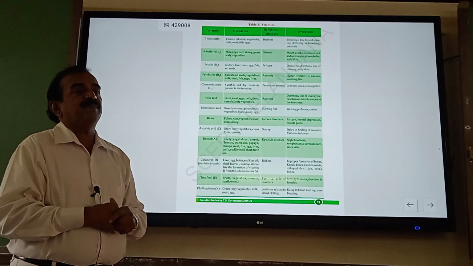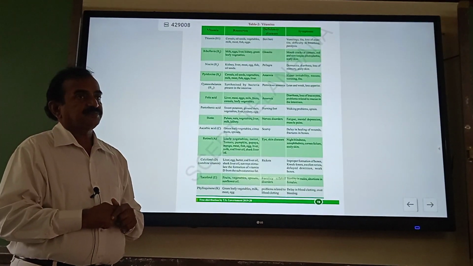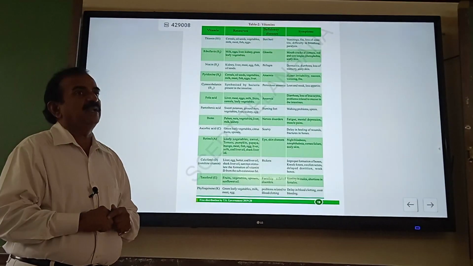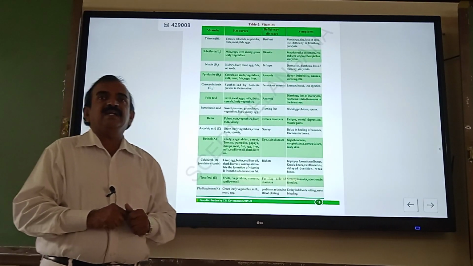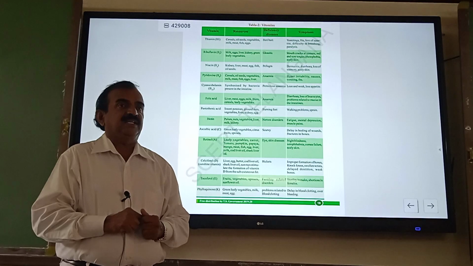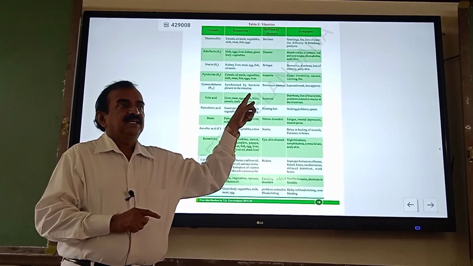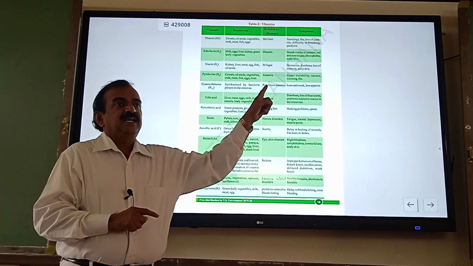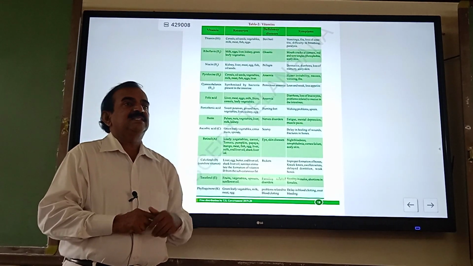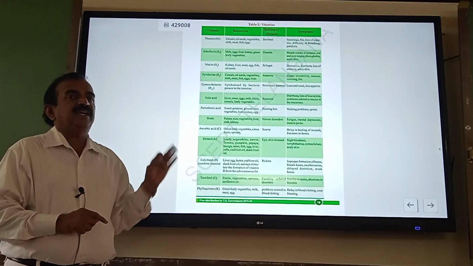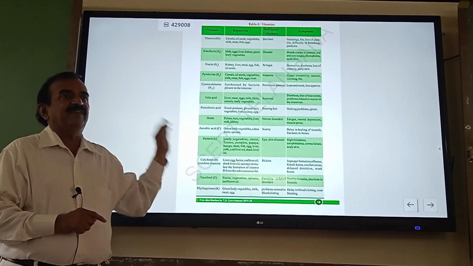So this is information regarding what? Vitamins. How many vitamins are there in the table? 13. 13 vitamins are there. And 4 columns are there. First one is vitamin. Next is resources. Third one is deficiency disease. And the last one is symptoms. One of you come here and read only the vitamins.